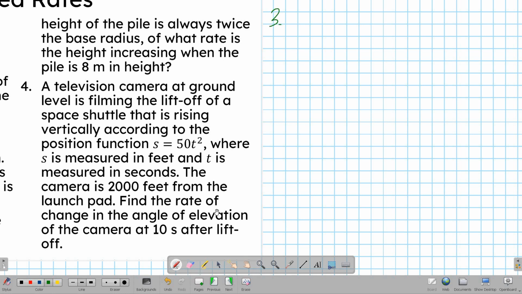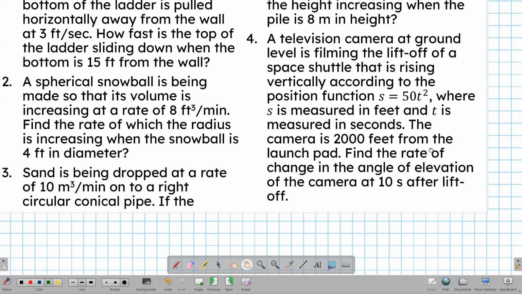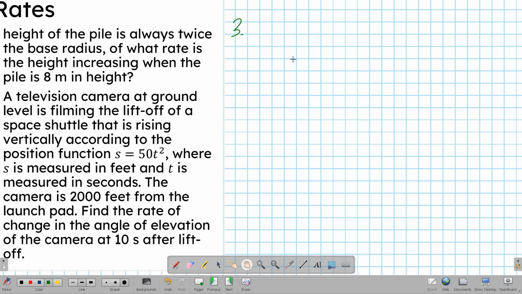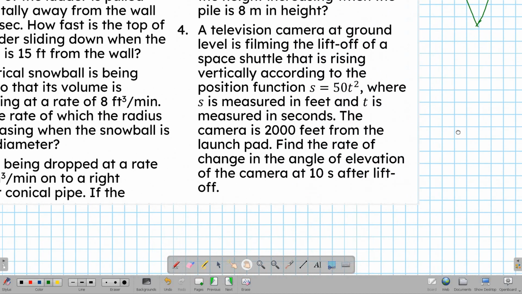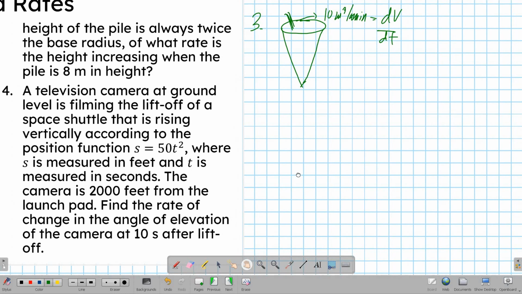So let's write and draw what's given. We have sand being dropped at a rate of 10 cubic meters per minute on a right circular conical pipe. So we would have a right circular conical pipe, and sand is being dropped at 10 cubic meters per minute. And since it's cubic meters, this would be your dV over dt. It's cubic meters, so it's volume.